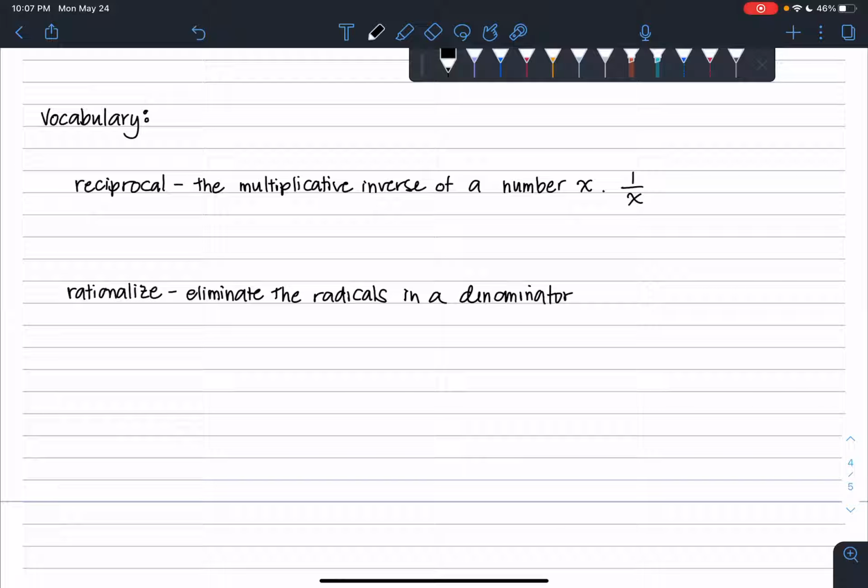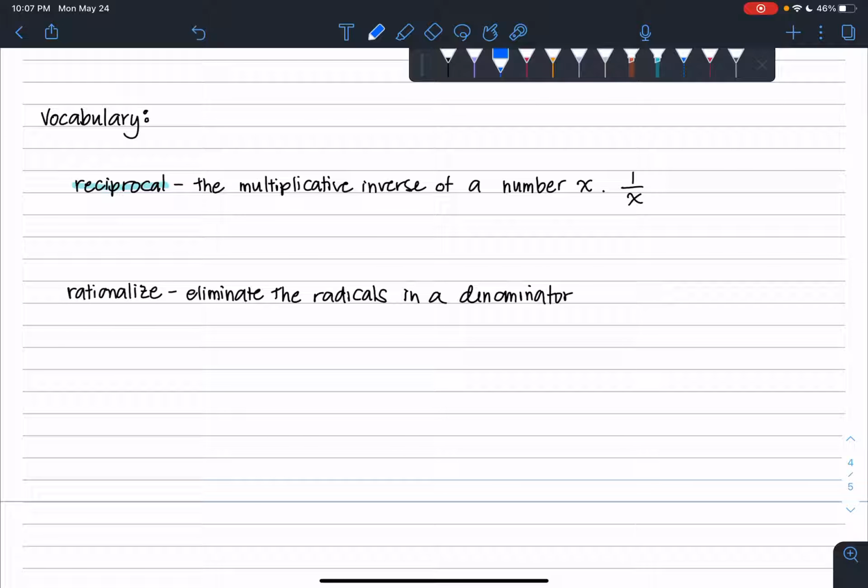Hi everyone! Before we start today's lesson, there are a couple of vocab words that I want us to understand before we try out some of these computations. The first word we're going to look at is reciprocal. So the official definition is the multiplicative inverse of a number x, also known as 1 divided by x.